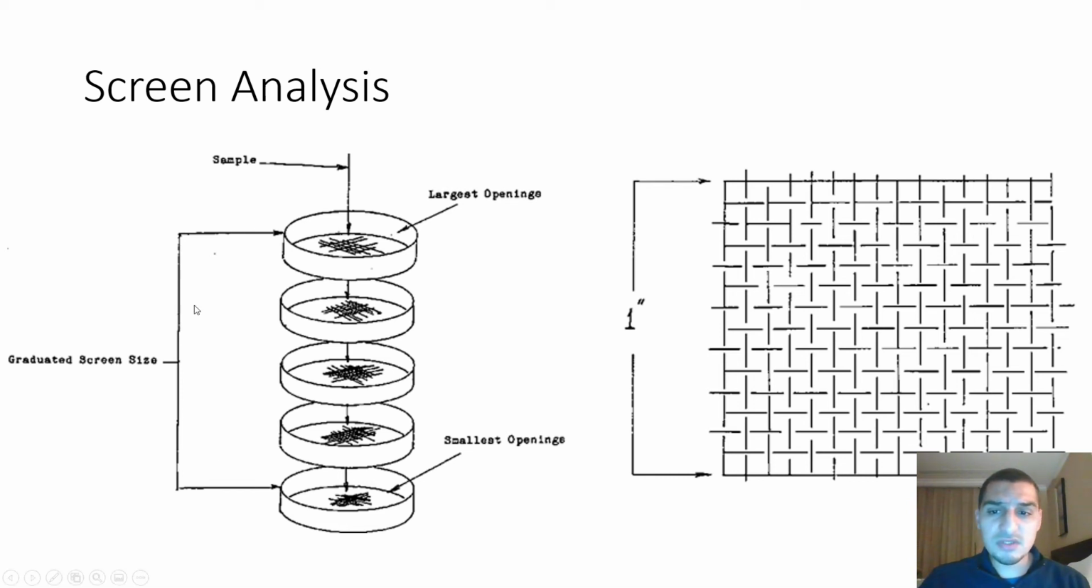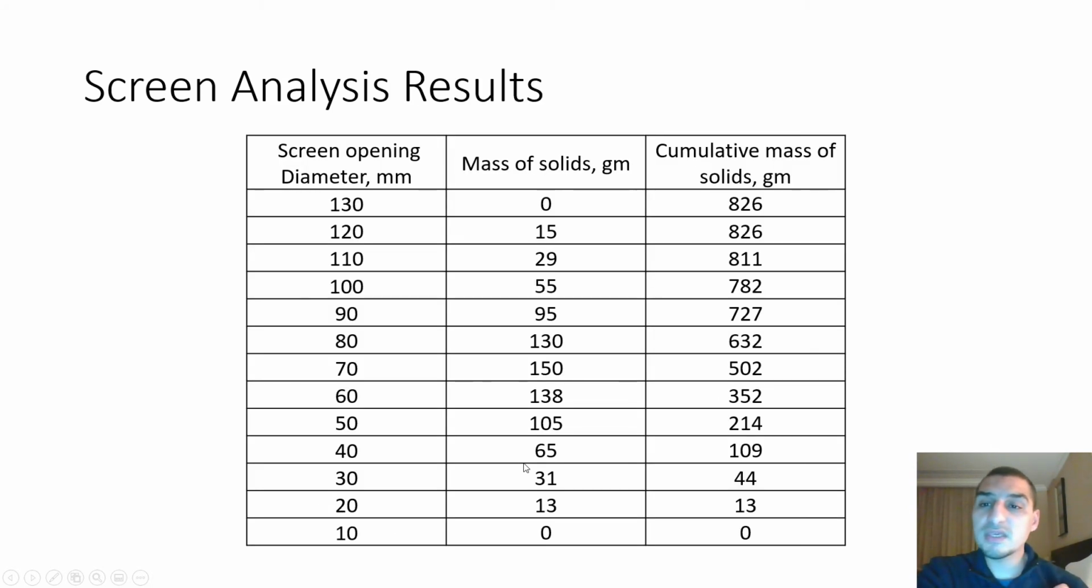So when you do this, you can measure the weight of the solids sitting here and here and here on each one of these screens, and we can end up with a table like this. It gives the opening diameter of the screen in millimeter, micron, whatever size you're using, and then the mass of solid that has been kept here, and let's talk about this later. So let's see first these.